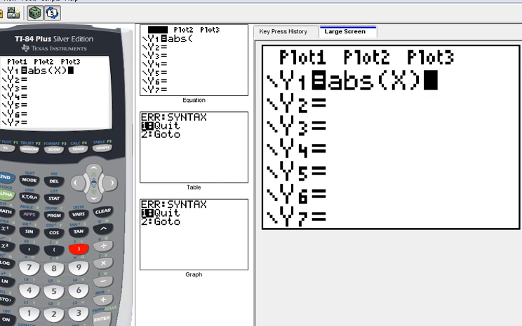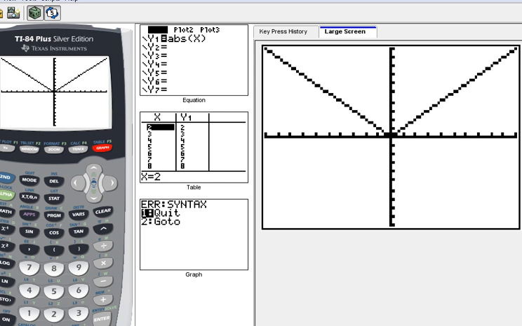From here, then, to see the graph, I just hit Graph, and you can see that picture right there. That's an absolute value equation. The graph makes a V, and we'll talk more about that later also. But for now, we're just going to plot the points to make this graph, and we're going to sketch these graphs and learn more about them in a little bit.